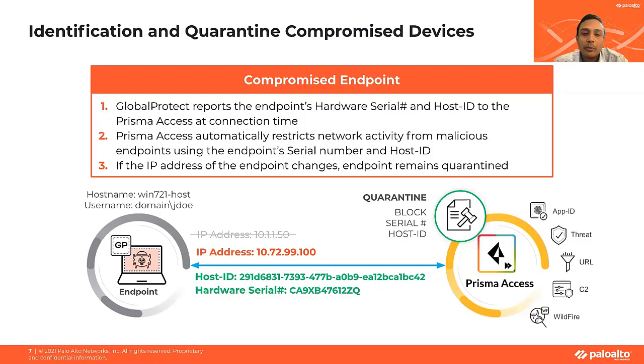track this compromised device. As we can see here, even though the IP address of the device changes, Prisma Access will still be able to block or restrict the access from this compromised device, as we are tracking this compromised device using the unique host ID and hardware serial number. Next slide, please.